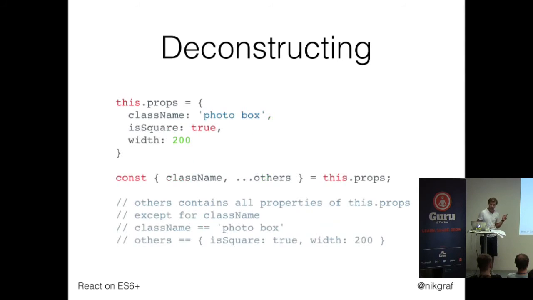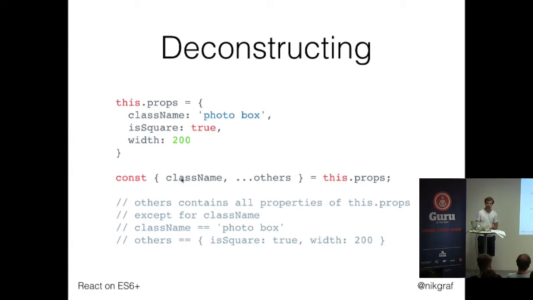But that was just for demonstration, because for me personally, the more interesting part is deconstructing objects, and in the context of React, deconstructing properties I get from a parent component. So in this example, what you can see here is that we have the properties. So this.props is, if we have one single photo component, the class name is photo box. We know it's a square, so that's true, and we know the width is 200.